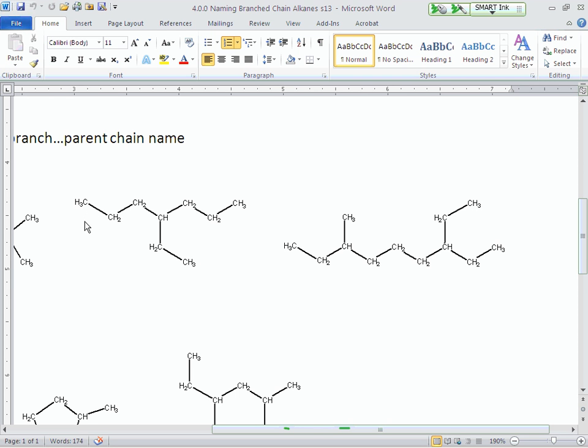So, what's the longest chain in this one? You guys tell me. Longest chain. 1, 2, 3, 4, 5, 6, 7. Let's do this one here. Heptane. Anyway, 1, 2, 3, 4, 5, 6, 7. Heptane. Excellent. Just checking, right? So it's a heptane. I agree. And then 1, 2, 3, 4. It's in the middle, right? So it's in the number 4 position.